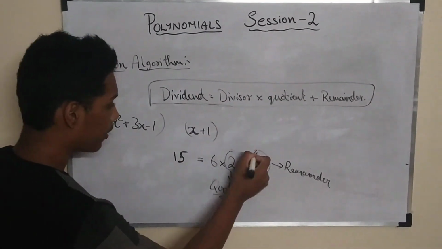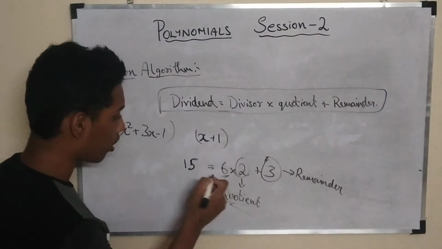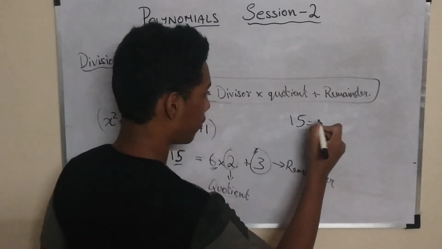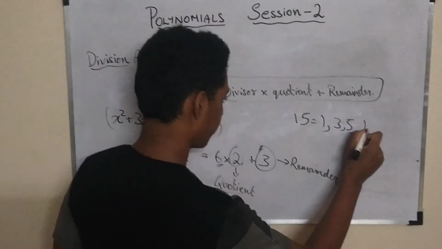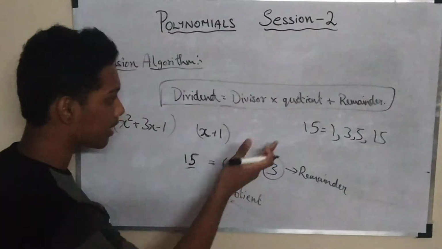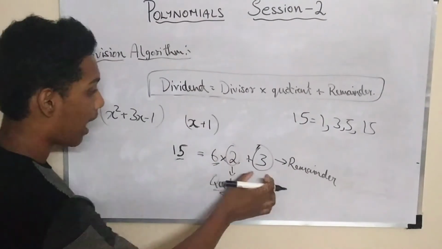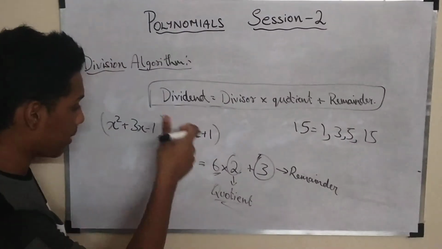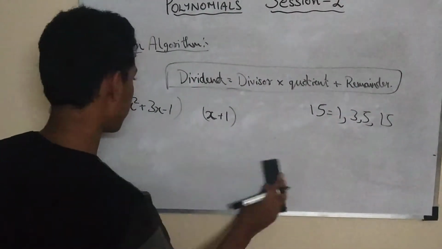Here, if the remainder is not 0, then you can directly say that 6 is not a factor of 15. You can also see it, if you want. The factors of 15 are 1, 3, 5, 15. Can you find 6? No. So you can easily say that 6 is not a factor of 15. And if they give you polynomials, and if you find the remainder to be 0, then you can say that this polynomial is a factor of the other polynomial.